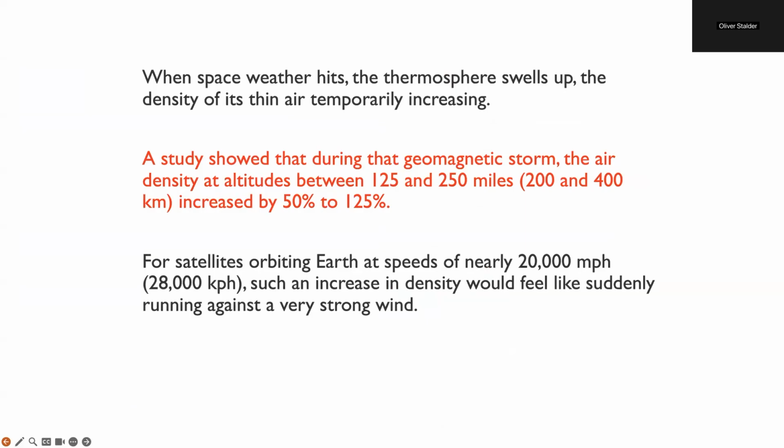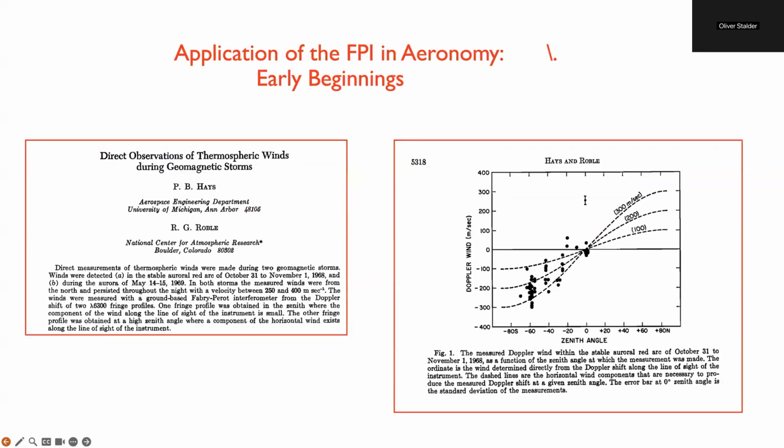So when space weather hits, the thermosphere swells up and the density increases by 30, 40, or 50%. A satellite orbiting the Earth at a speed of 20,000 miles per hour would experience such a major increase in density as if it was running up against a very strong wind. So it is very much to our advantage to try to understand the behavior of the thermospheric wind in quiet and active times. And the Fabry-Pérot interferometer is a very effective instrument that helped us get important data measurements regarding the basic behavior of the thermospheric wind around the globe.